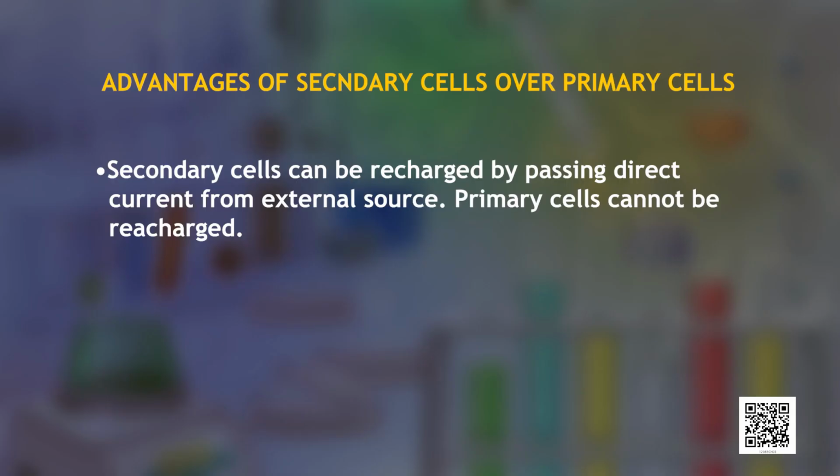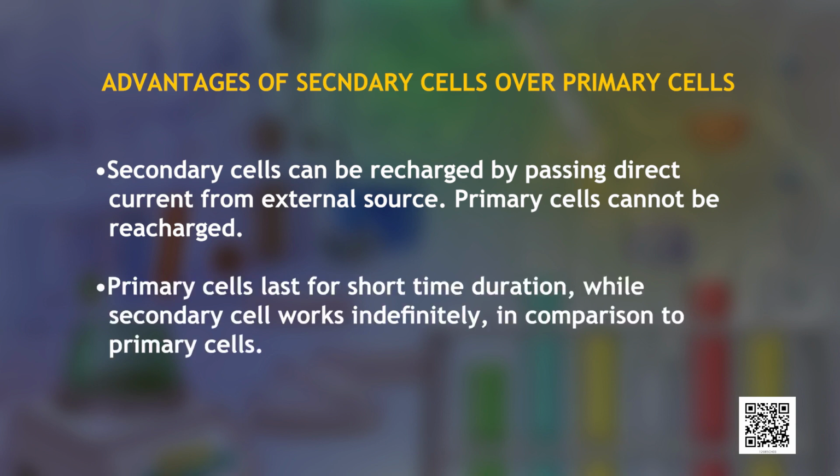The secondary cells have some advantages over primary cells. Secondary cells can be recharged by passing direct current from an external source. Primary cells cannot be recharged. Primary cells last for a short time duration, while secondary cells can undergo a large number of charging and discharging cycles.